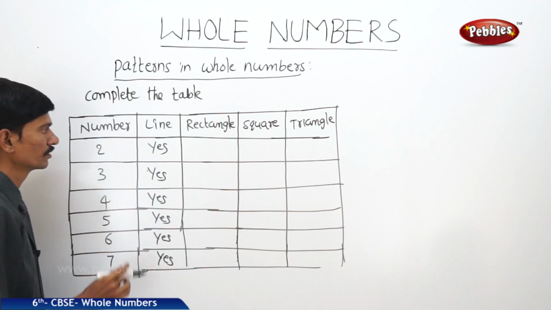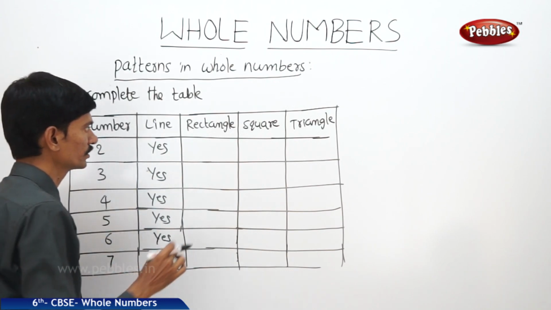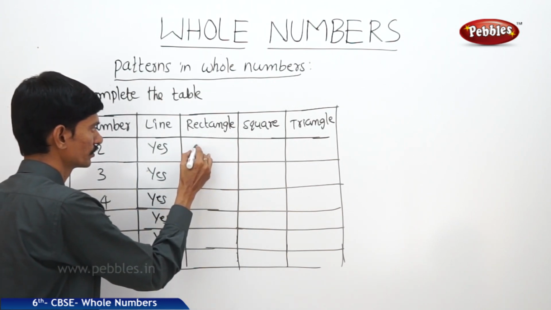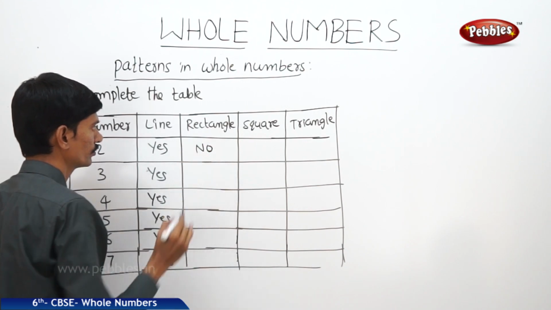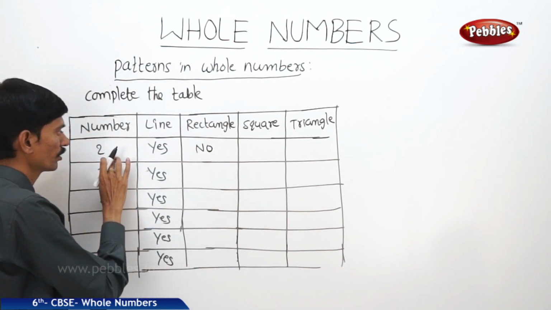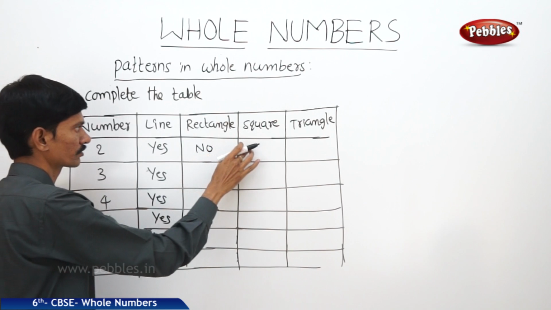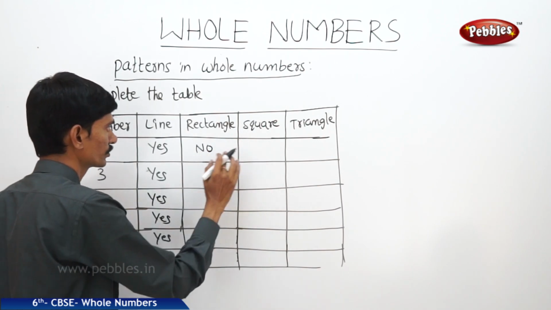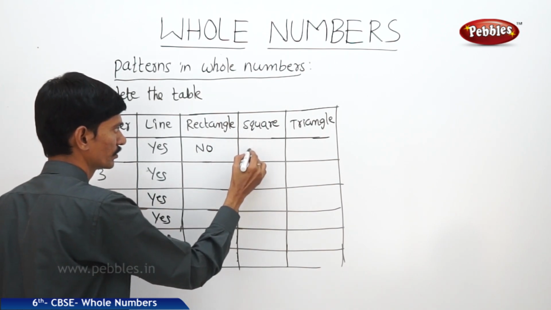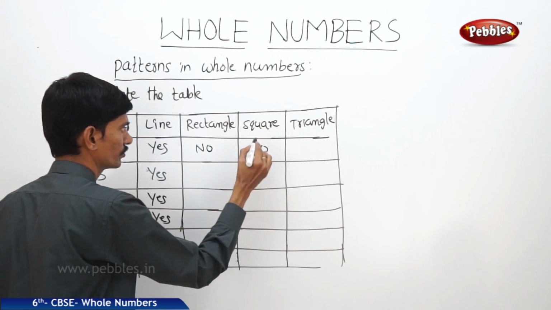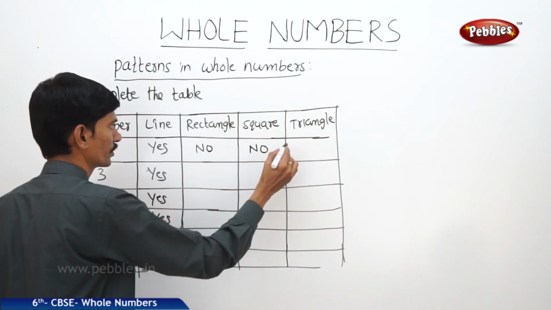Now rectangle. Now 2 cannot be shown as a rectangle, so we write no. And now whether 2 can be shown as a square or not. So 2 cannot be shown as a square, so here also no. And 2 cannot be shown as a triangle.